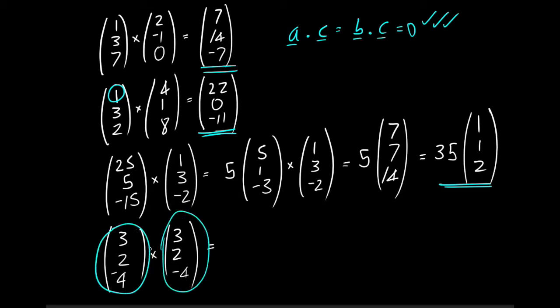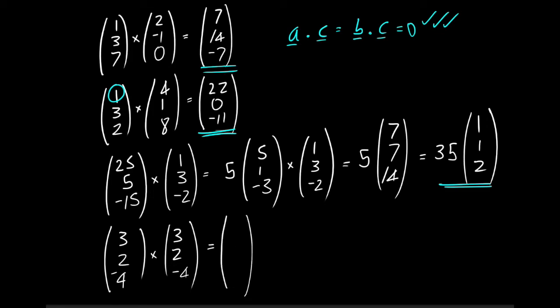We notice it's actually the cross product of a vector with itself. It's the same vector here. So what are we going to get? Well, we can just easily enough work it out. We ignore the first two elements and we do 2 times minus 4 and minus 4 times 2. So it's something minus itself. That's just going to give us a 0, obviously.